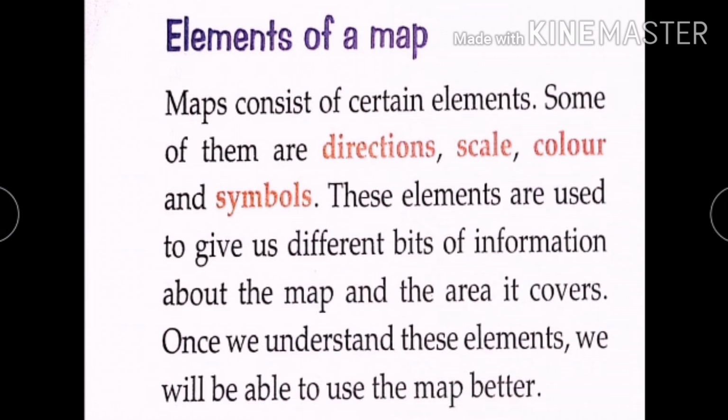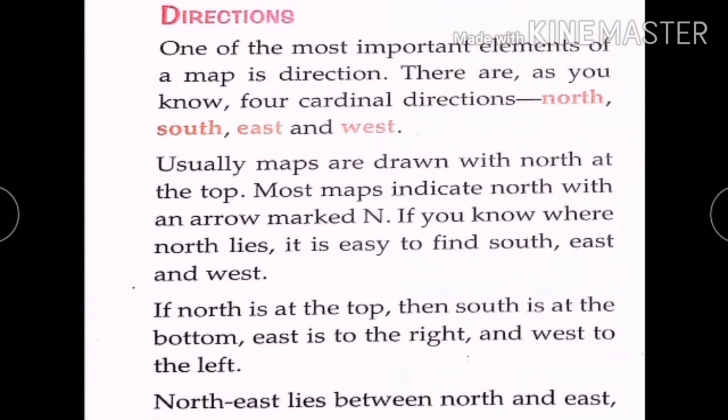So there are certain elements like directions, scale, color and symbols. We need to know all these elements and understand them so that we can easily read the map. Directions, which is the first element of the map. One of the most important elements of a map is direction. There are, as you know, 4 cardinal directions: north, south, east and west.